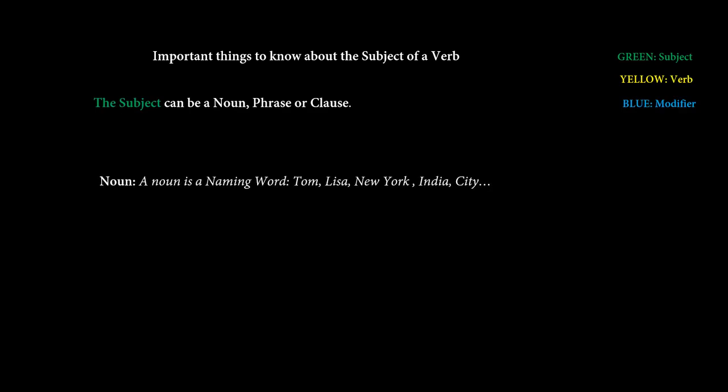Important things to know about the subject of a verb. The subject can be a noun, phrase, or clause. Nouns indicate the names of persons, places, or things. For example, Tom, Lisa, New York, India, city, all these are nouns.